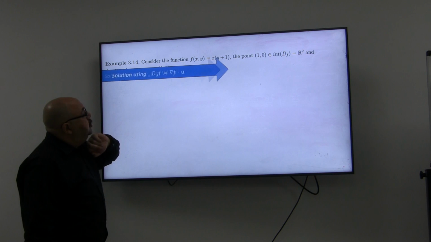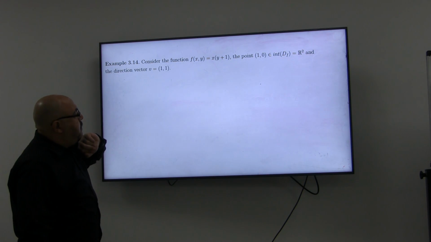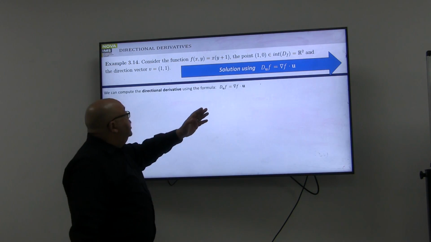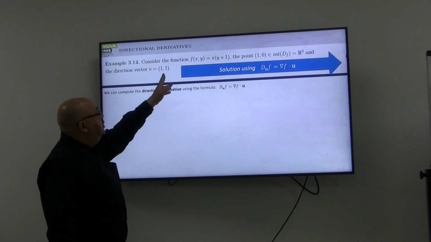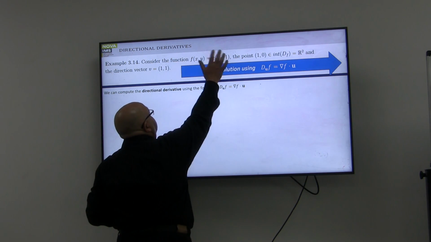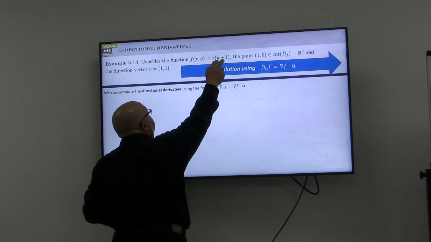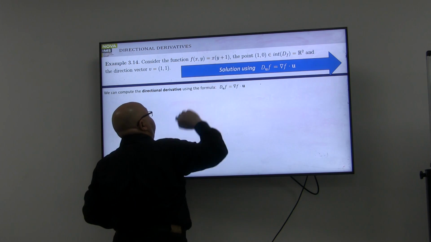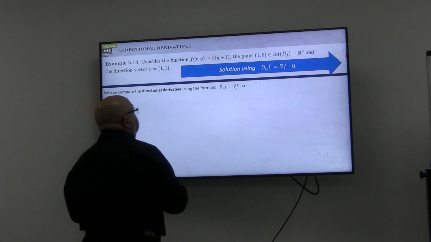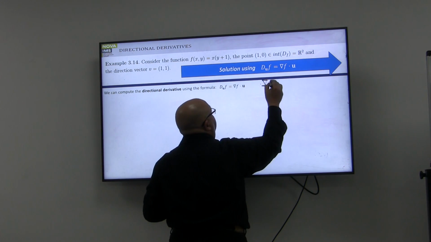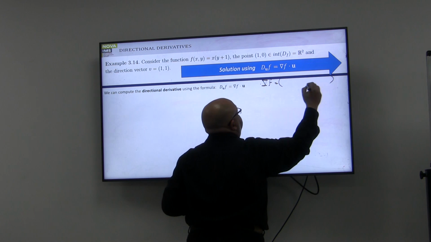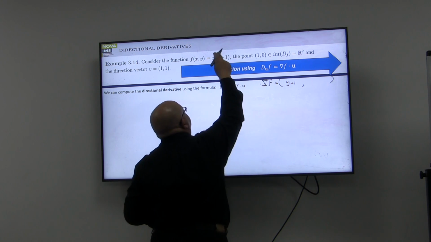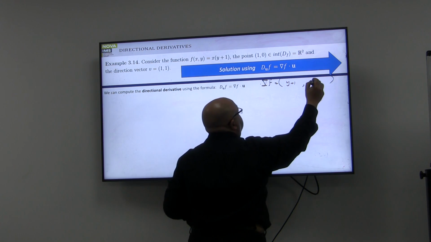So once more, if I want to solve this problem using this law, it's really very simple. Since the function is differentiable, because it's a combination of polynomials multiplied by each other, all I have to do is get the gradient vector of f, which is really very simple to get. The gradient vector of f is the derivative of the function with respect to x, which is y plus 1, and the derivative of the function with respect to y, which is x.